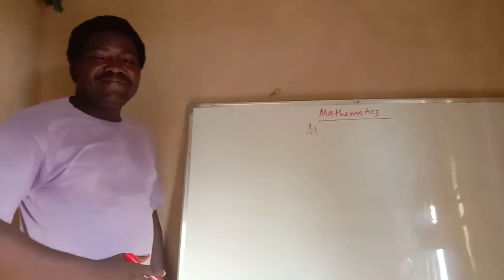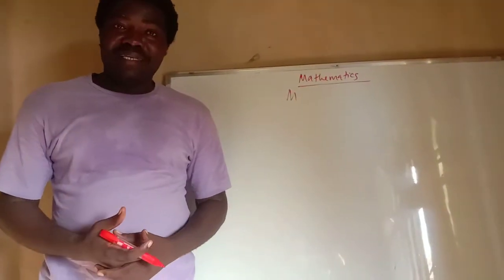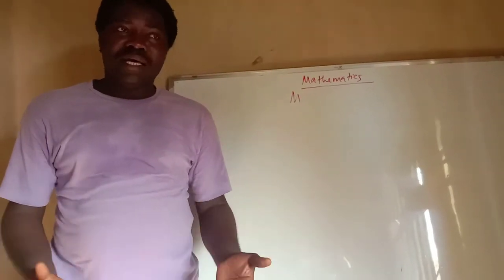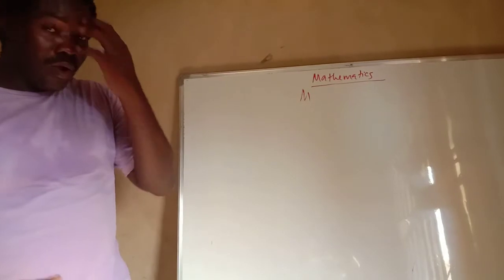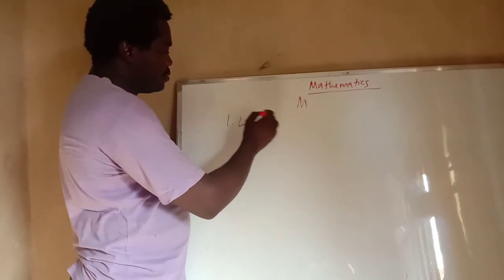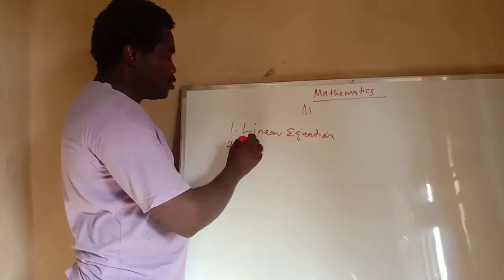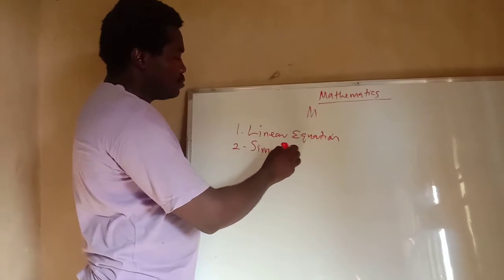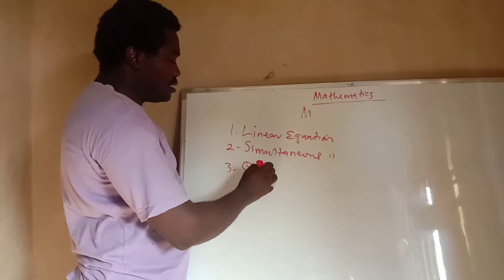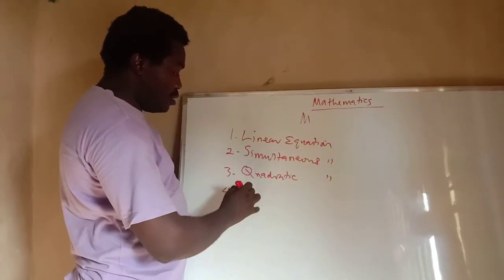Today we want to look at different types of equations we have in mathematics and how to identify each of them and how to also differentiate one from the other. These equations are called number one, linear equation. Number two is called simultaneous equation. Number three is called quadratic equation. And number four is called polynomial.